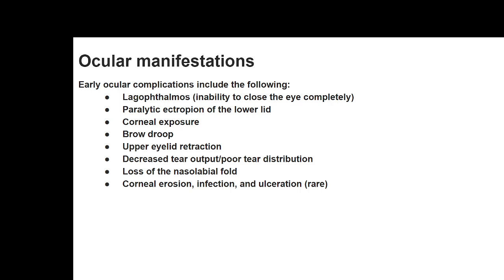The lower lid may not be able to move up as such. The cornea becomes exposed, and hence the patient would have a drooping sign. Upper eyelid would be retracted as such, or decreased tear output, or poor tear distribution. Tears would not be formed, or tears would be lesser there, and the nasolabial fold would be reduced. Corneal erosion, infection and ulceration, which is quite serious.